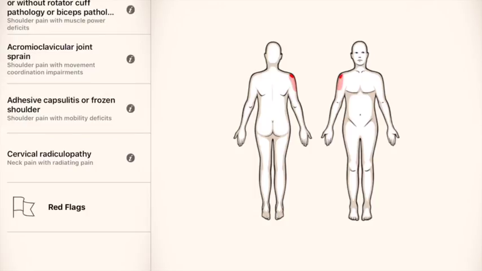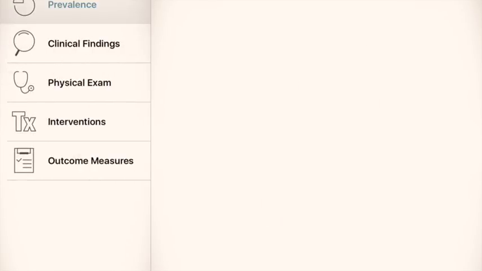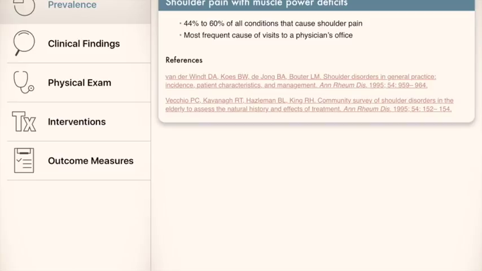And remember that in the guidelines and in the coming guidelines, shoulder pain with muscle power deficits encompasses a large spread of different pathologies. The beauty of it is that many of these pathologies have very similar impairments that are the cause, and so we'll look quickly at that. So you can quickly look at the prevalence of this condition. Okay, we know that it's a very common cause of visits to the physician's office.